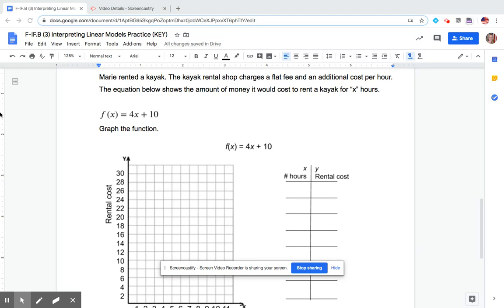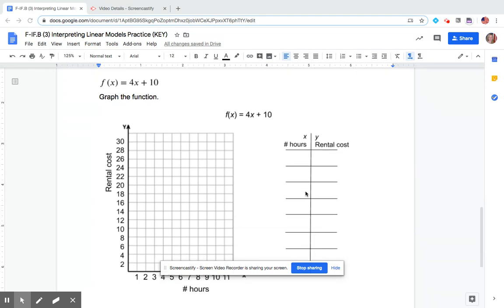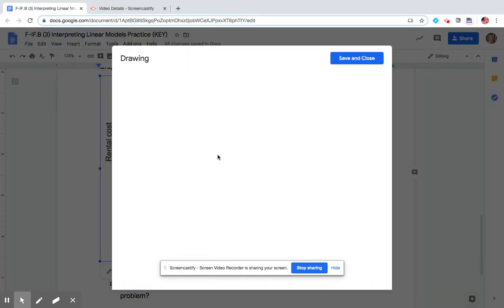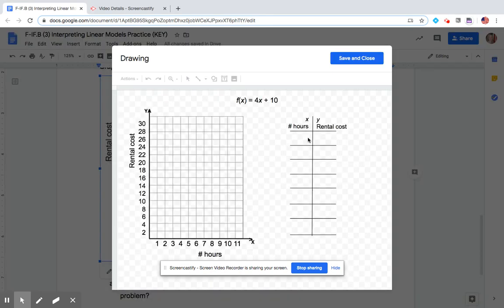And we are asked to graph the function, and we're also given a table of values here that we can use. This happens to be a Google Doc, and this is a Google drawing, so if I double click on it, I can edit it. And we've got some text boxes in here, which is nice. So I can start with 0 hours, because that's the smallest number of hours I could rent the kayak for, correct?